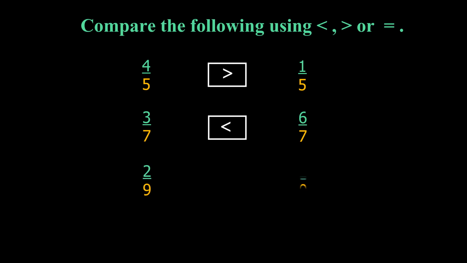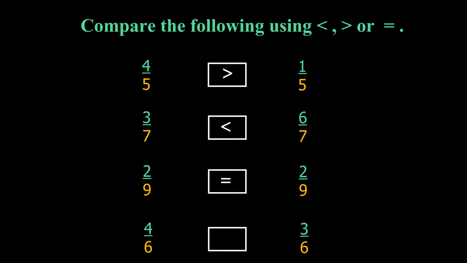Next, 2 by 9, 2 by 9. What symbol should I write here? Is equal to. So 2 by 9 is equal to 2 by 9. So the last one, 4 by 6, 3 by 6. Which one is greater? 4 by 6 is greater. So you should write the symbol like this. That's all.